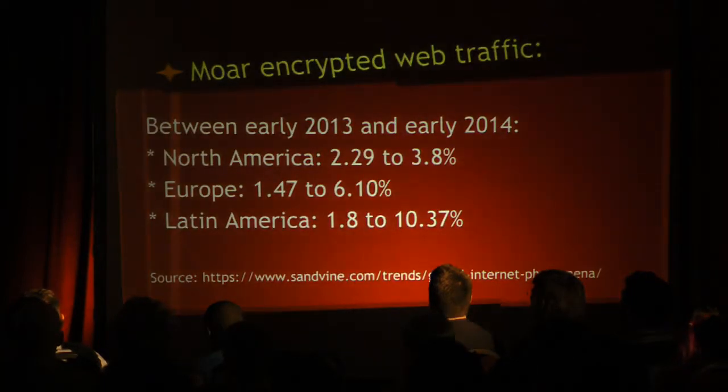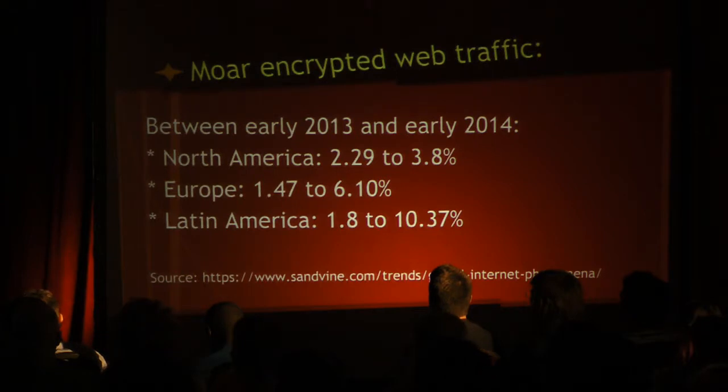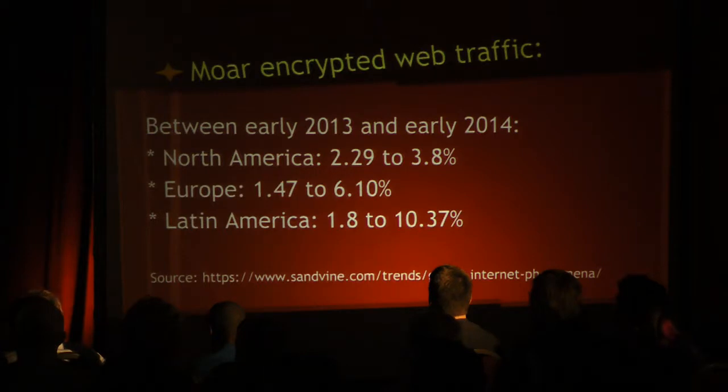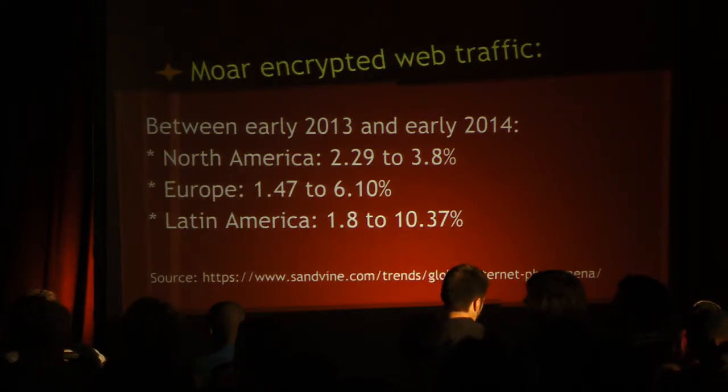Next slide. If you read the report, it says that between pre-Snowden and post-Snowden, the percentage of overall web traffic in each of these continents that is encrypted has gone from 2.29 to 3.8% in North America, which is pretty good. In Europe, it's gone from about 1.5 to 6%. But in Latin America, it's gone from 1.8 to 10.37% in just one year. That deserves applause. Yeah, I would applaud for that.